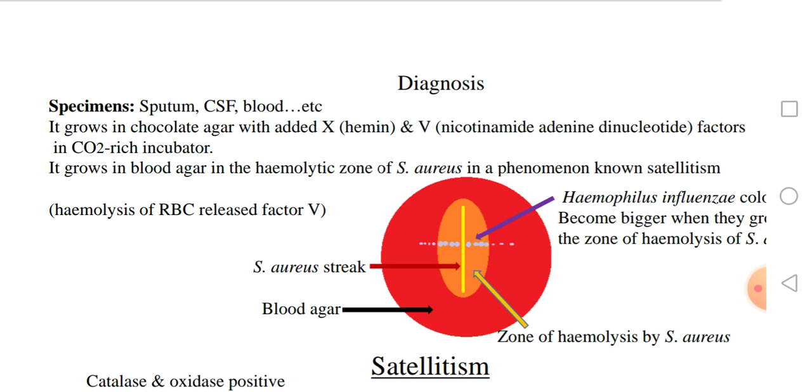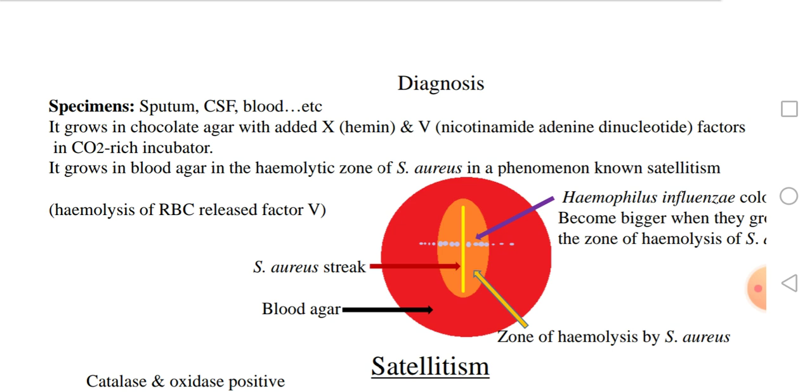The bacterium grows in chocolate agar with added X factor, hemin, and V factor, nicotinamide adenine dinucleotide. These X and V factors are important for its growth. The bacterium is fastidious, that is to say exacting in its nutrient requirements. It can grow aerobically or anaerobically, but an atmosphere rich in carbon dioxide is best for it.